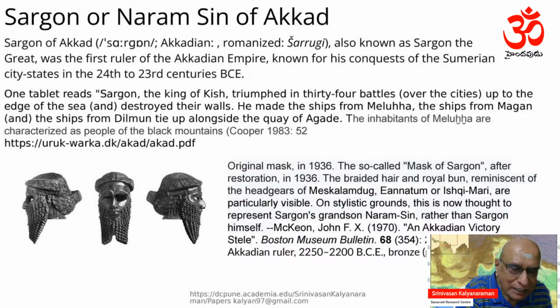The same picture of the mask. Sargon, or Rimush, occurred. Akkadian, Romanized as Sharrukin, also known as Sargon the Great, was the first ruler of the Akkadian Empire. There are very clear links of him with Meluha. The so-called Mask of Sargon, after restoration in 1936. The braided hair and royal bun, reminiscent of the headgear of the Meskalamdug, Ninatum, or Ashkumari of the Ur tomb finds, are particularly visible. On stylistic grounds, it is now thought to represent Sargon's grandson, Rimush, rather than Sargon himself.